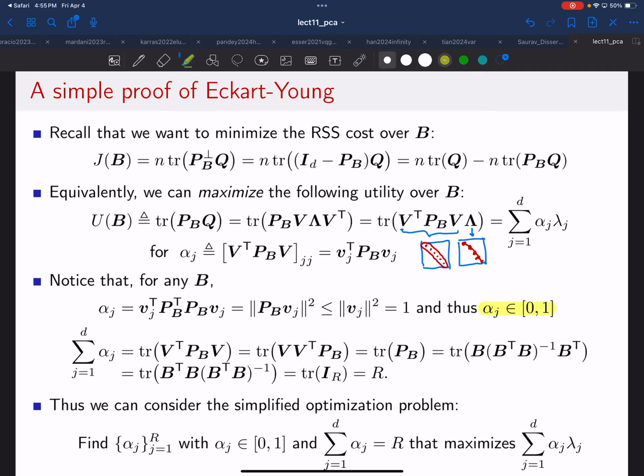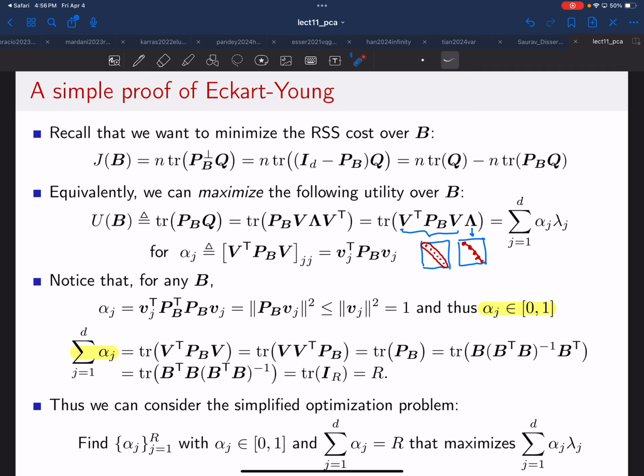Okay, so any questions on that? Okay, so the alpha j's are somewhere between 0 and 1. Now there's another important property. If you sum up all the alpha j's, let's see what happens with that. So to sum up the alpha j's, basically we're just summing this, that is the trace of that matrix.